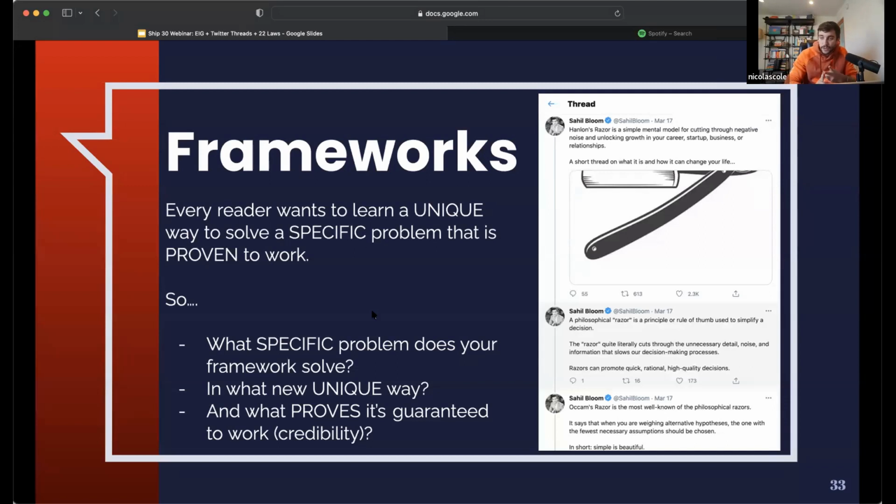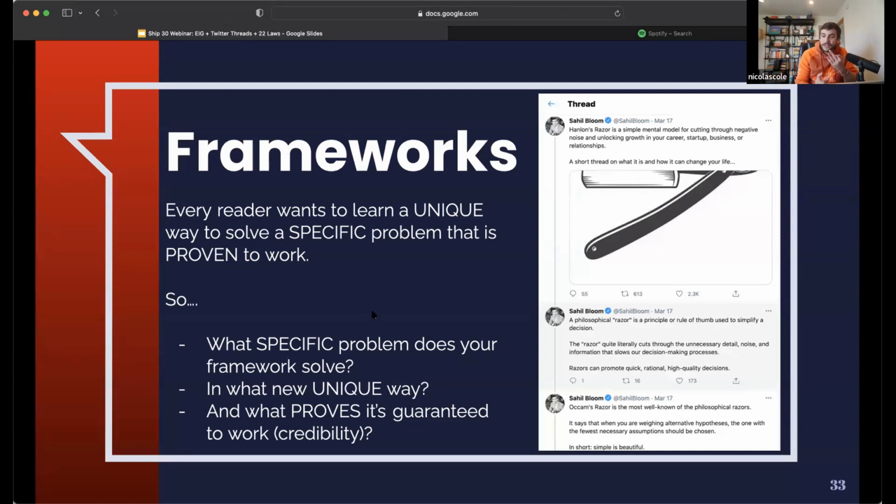You can't just tell people, hey, time management's all about having a calendar, right? Everyone's like, oh yeah, okay, no way. You have to give them something new. What's the new and unique way? And then 3, what proves it's guaranteed to work? This is a bit of credibility, right? So you could go, hey, I've saved myself 1,000 hours a year by using this framework. Or you can go, I went out and found 10 of the best productivity experts on planet Earth. Collectively, they've saved 250,000 hours of wasted work, right? Here's what they had to say.